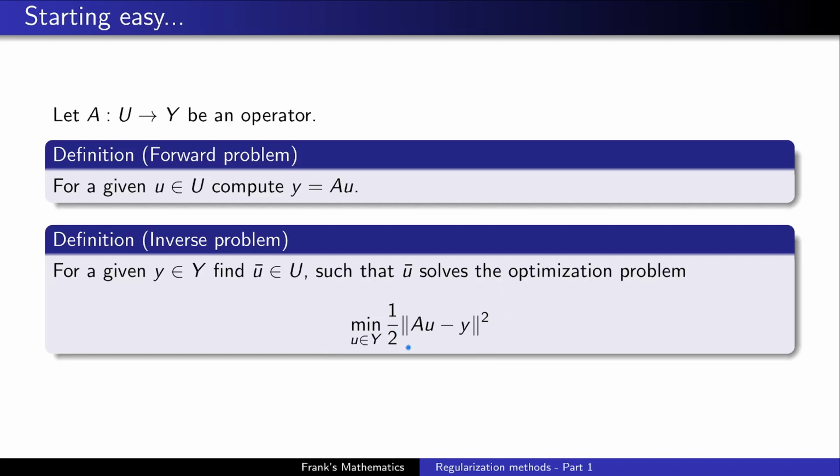We want to steer our system A applied to U as close as possible to Y in some certain norm. This, of course, is then modeled by an optimization problem. And as I said, inverse problems and optimal control problems are very, very related. In the end, both are optimization problems, in a certain way, of course.